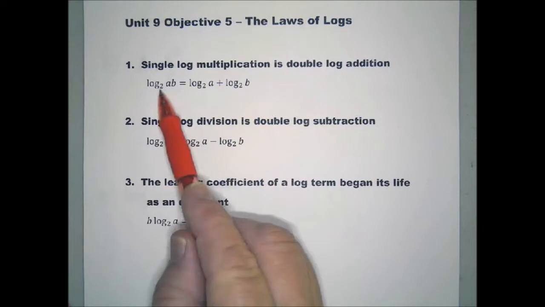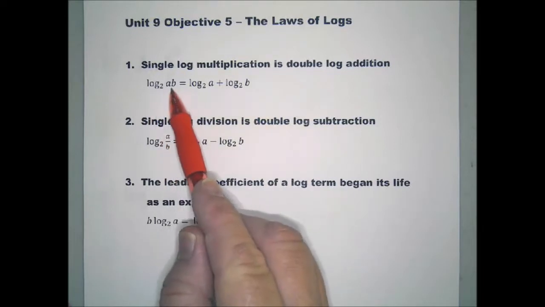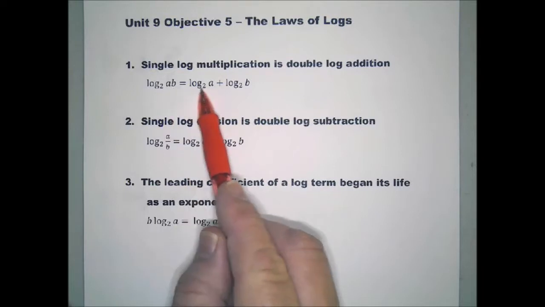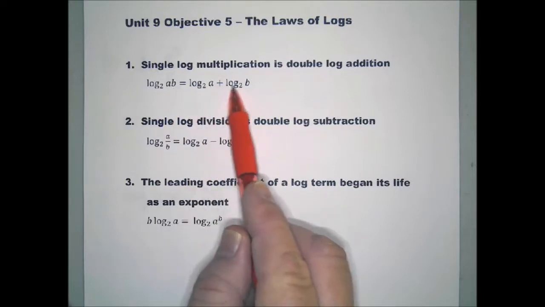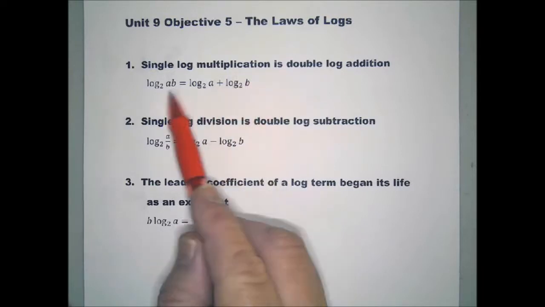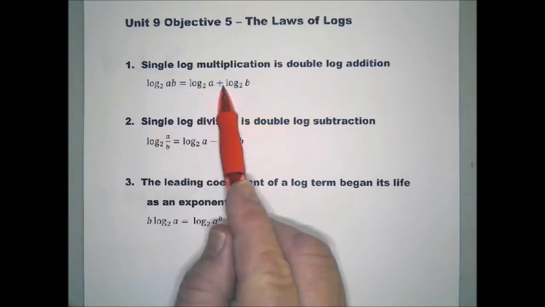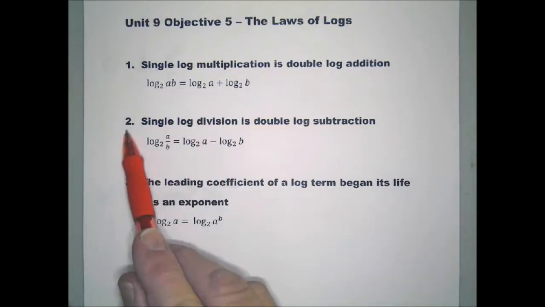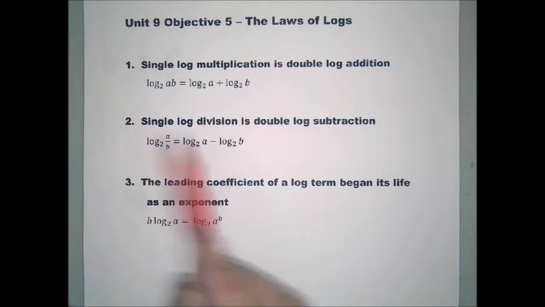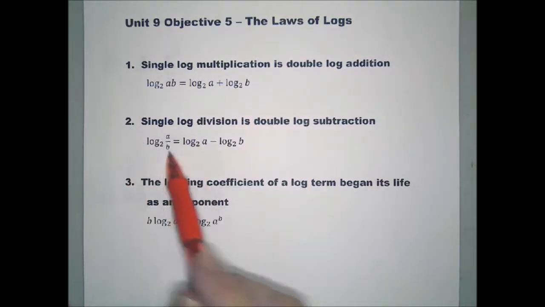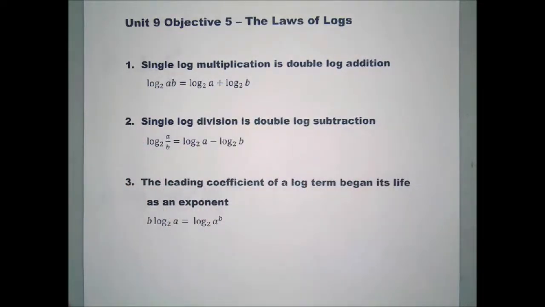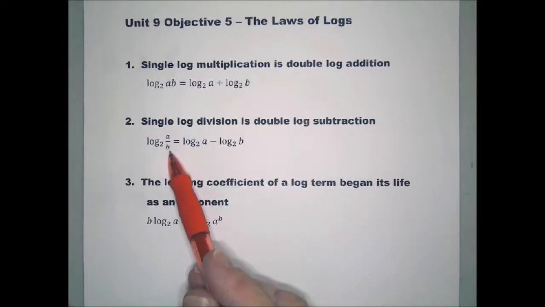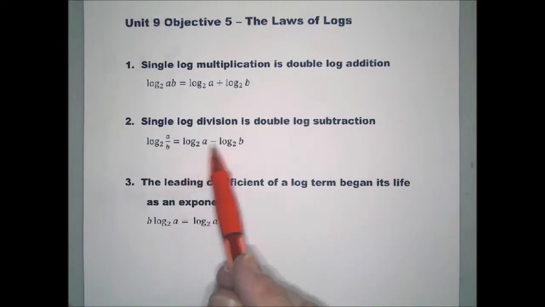But if you have log base 2 of AB, that can be broken up to log base 2 of A plus log base 2 of B. Single log multiplication is double log addition. Number 2, law number 2, single log division is double log subtraction. So log base 2 of A divided by B is log base 2 of A minus log base 2 of B.